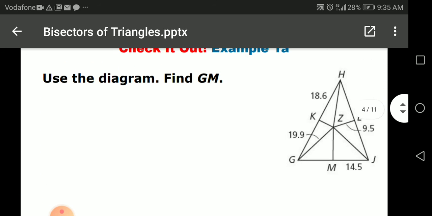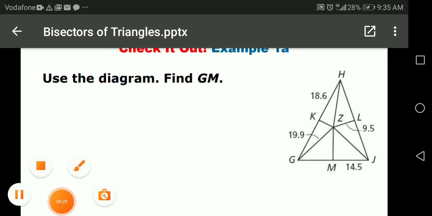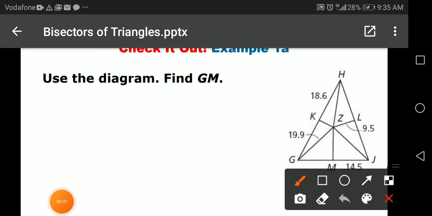Let's solve now some exercises to make sure we understand. Here I have use the diagram and find the measure of GM. Where is GM? This one. What do you think? I have here perpendicular bisectors, as you see. So perpendicular bisectors, can you see here L?